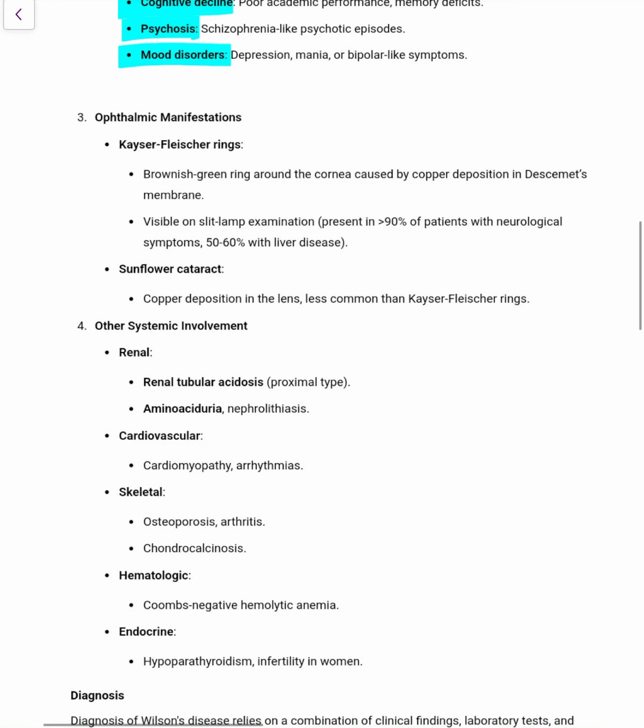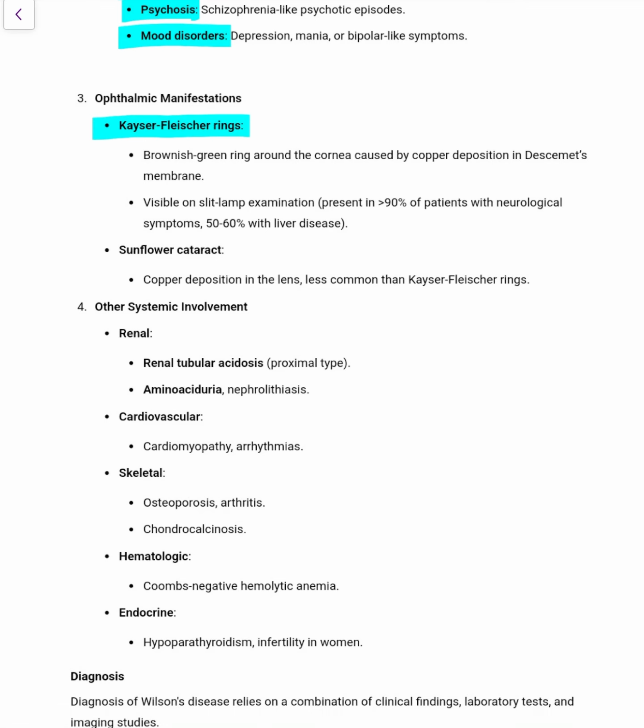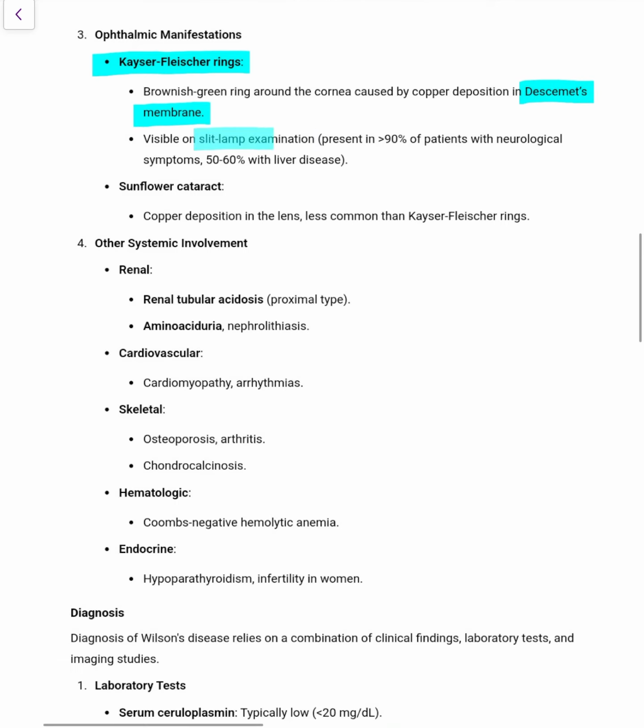Ophthalmic manifestations: Kayser-Fleischer rings. That is the main thing. So what are those? They are a brownish green ring around the cornea because of copper deposition in Descemet's membrane of the cornea, which is visible on slit lamp examination. These KF rings are present in more than 90% of cases with neurological manifestations and 50 to 60% of cases with liver disease. Other than that, sunflower cataract also can be there because copper is deposited in the lens as well, but sunflower cataract is less common than the KF rings.